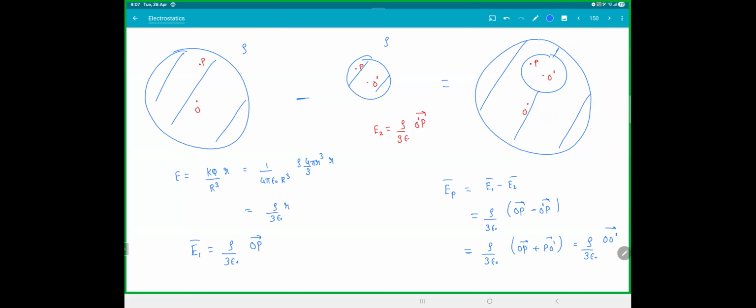That's the best part. The answer depends on the distance between the centers. It does not depend on where the point is inside the cavity. It does not depend on the size of the cavity. It depends only on the vector OO dash. It's a constant field. But have a look at this. In the next page, I'll put it in a much better way. Clear?